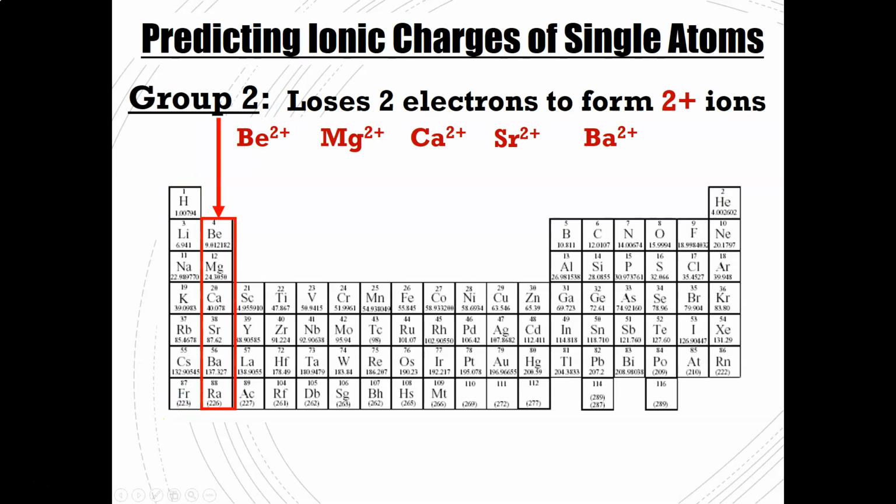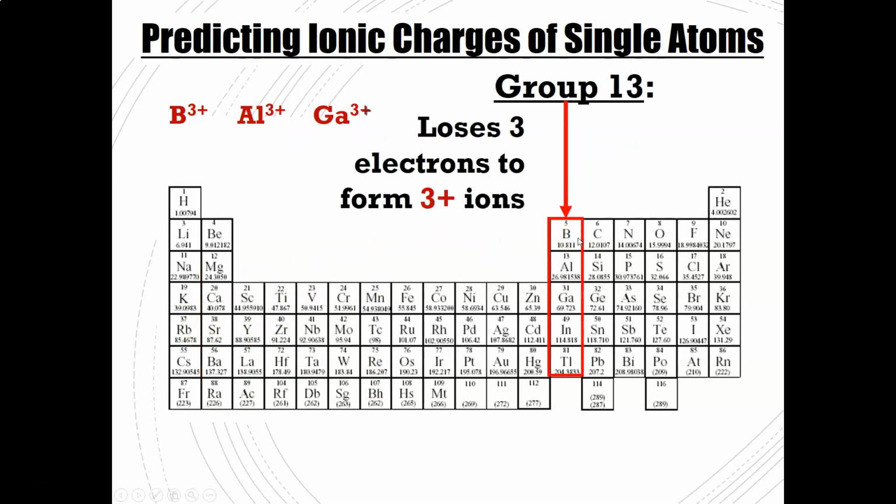Group 2 likes to make a +2. If magnesium loses 2, it's going to look like neon. If calcium loses 2, it's going to look like argon. So everything in group 2 makes a +2 ion. Skip the D block for a minute. Okay, skip all the way over to here. Group 3 is going to make a +3. Okay, if aluminum loses 3, it looks like neon.